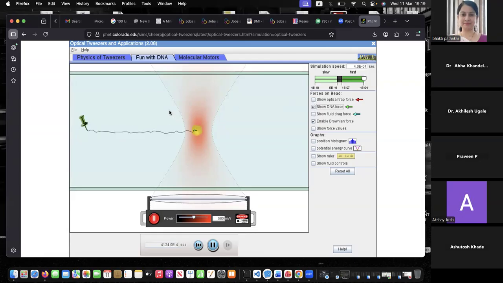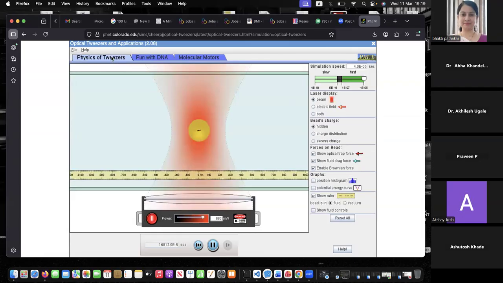So the use of optical tweezers, while it is definitely something that colloidal physics has been using, the real use of optical tweezers has been in biology, particularly in biophysics, right? So I think maybe I'll stop this.